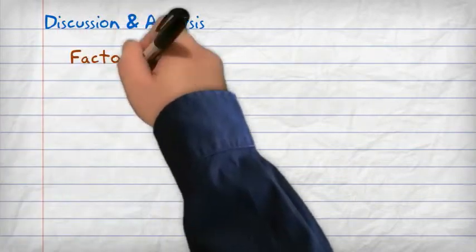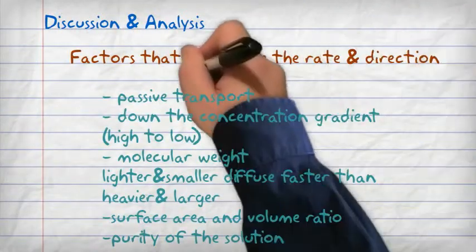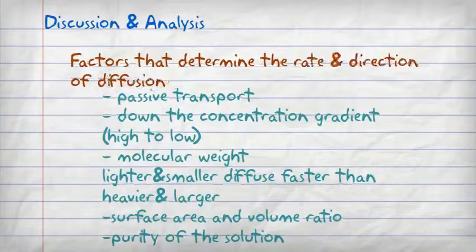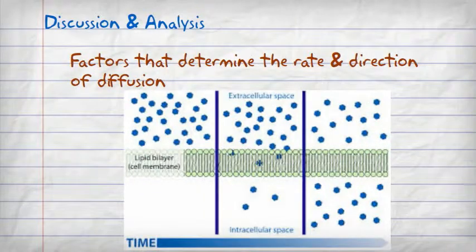Discussion and analysis. Factors that determine the rate and direction of diffusion: Passive transport, down the concentration gradient, from high concentration to low concentration. Molecular weight: smaller and lighter molecules diffuse faster than heavier and larger ones. Surface area to volume ratio: the higher the ratio, the faster the rate of diffusion. However, it cannot be overly large because it would not be able to sustain life. Purity: the more pure the solution, the faster the rate of diffusion.